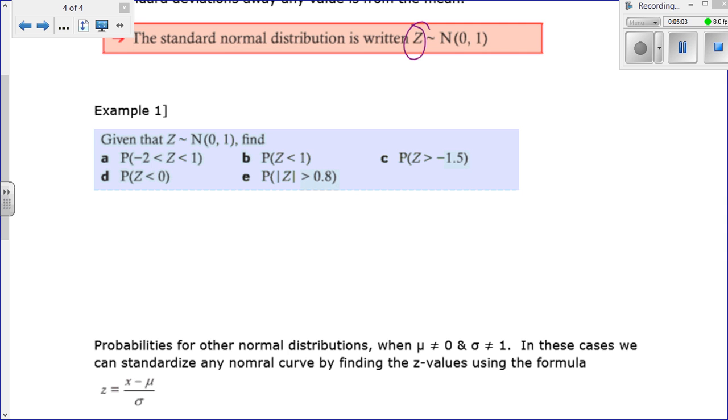So for part A, in order to type that into the calculator, we're going from -2 to 1. My z-values are -2 to 1. So I'm going to type in normal CDF. And the first thing that I'm going to put is my lower bound, which is -2. And then I'm going to put my upper bound, which is 1. And my mean is 0, or sorry, my mean is 0 and my standard deviation is 1. So I just simply type that into the calculator. And I will get 0.8186.